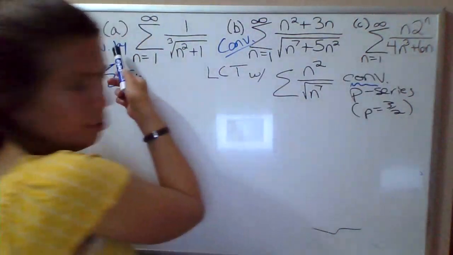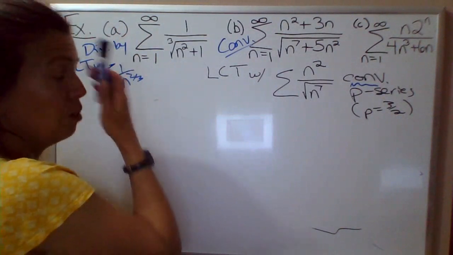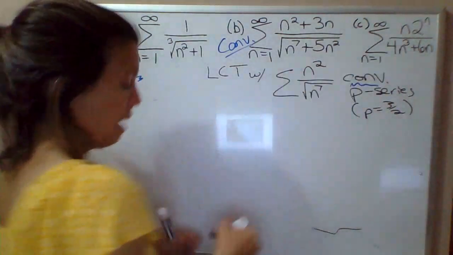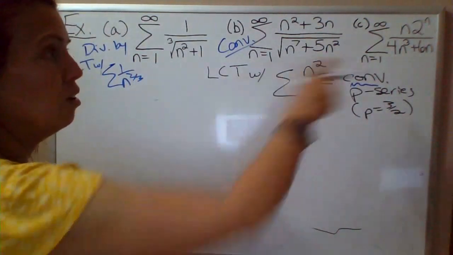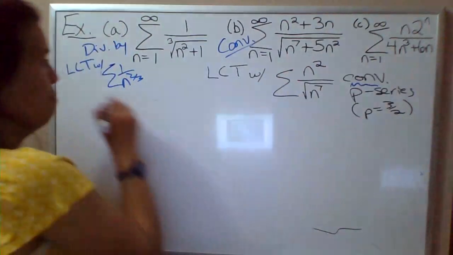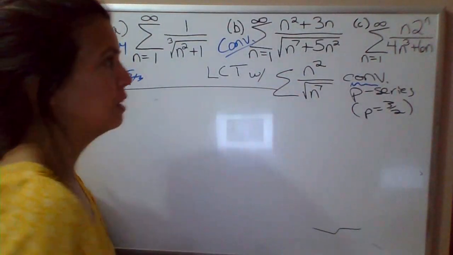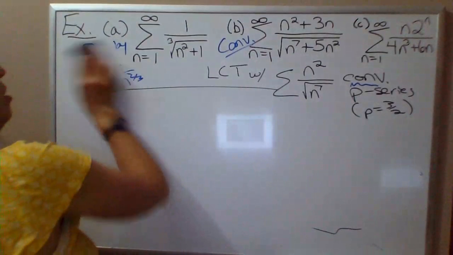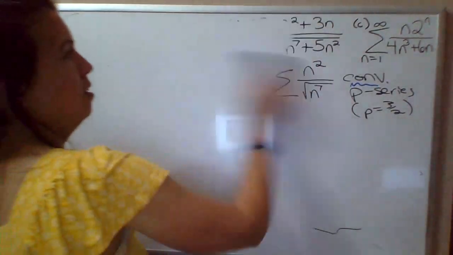Okay, the conclusion was that it diverged because we compared it to a divergent series. Okay, last one, C over there, which is a bit of a mess. I think I'll copy it. In fact, I'm going to get rid of all this stuff. We've answered A and B.